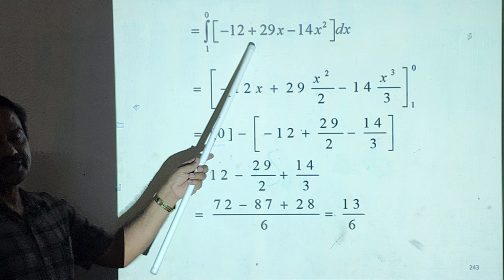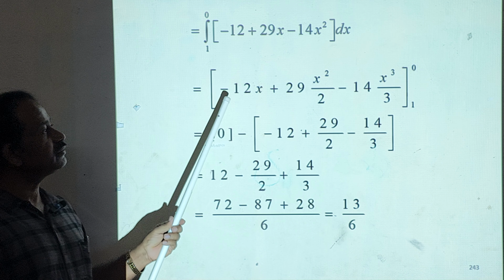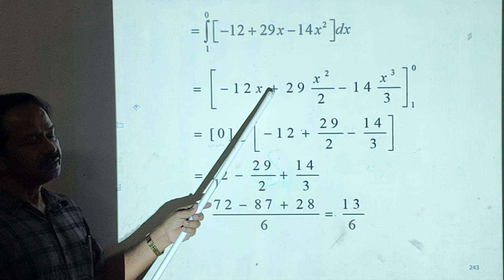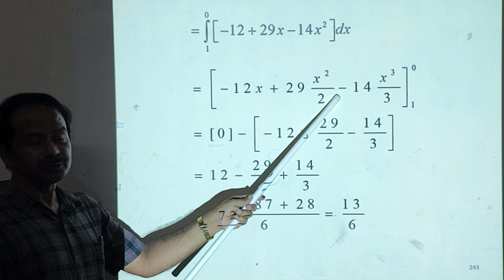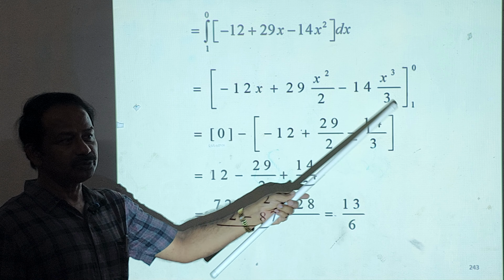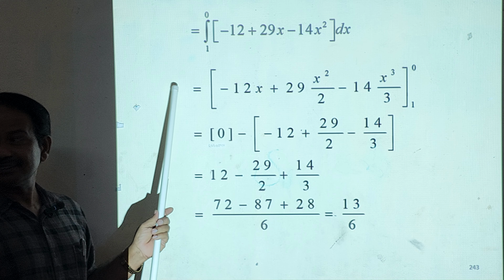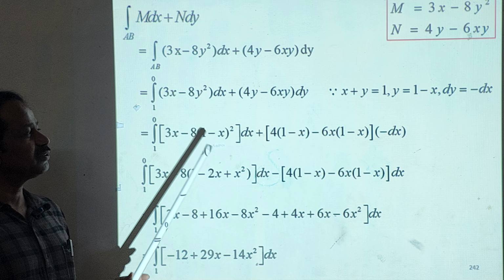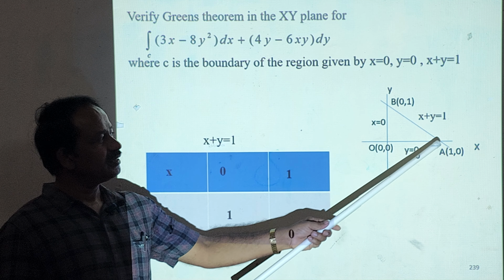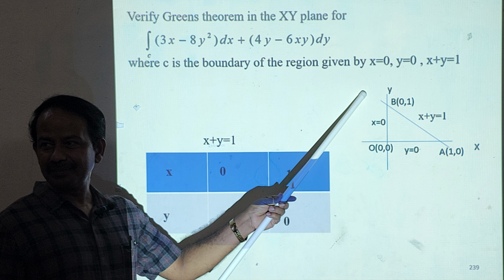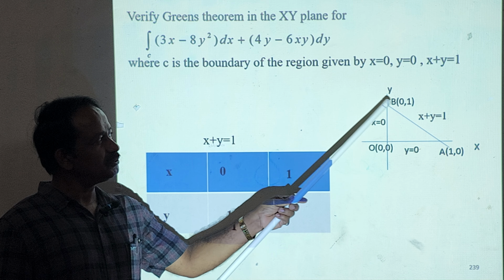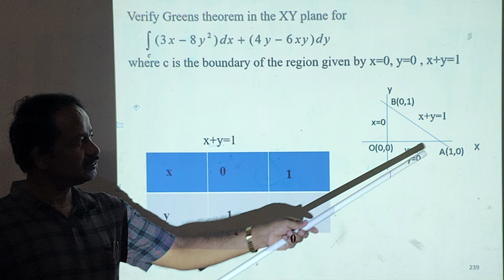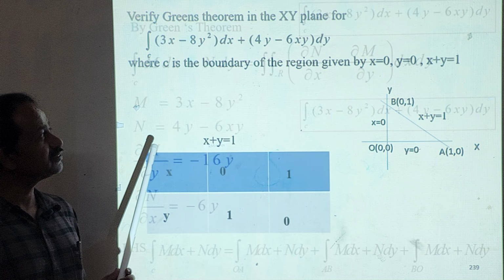I have written the same thing here, and integrating, that will give you minus 12x plus 29x squared by 2 minus 14x cubed by 3. But look at the limit, it is 1 to 0. It is not 0 to 1, because we are going in a reverse way. See here, we are going in a reverse way. So it is 1 to 0. Okay, it's very important. It is not 0 to 1. So this is 1 to 0, reverse way.